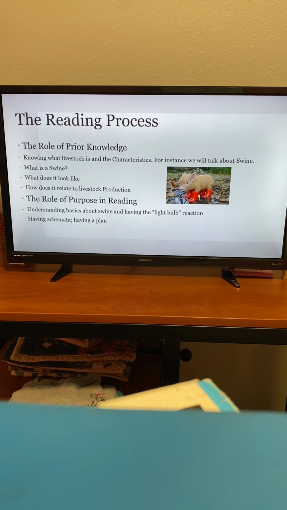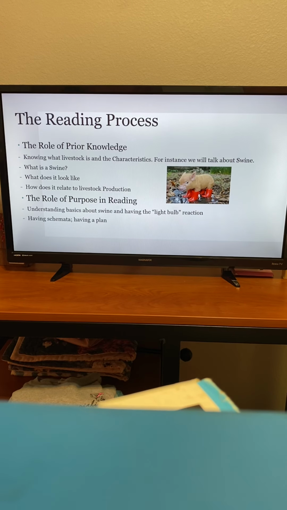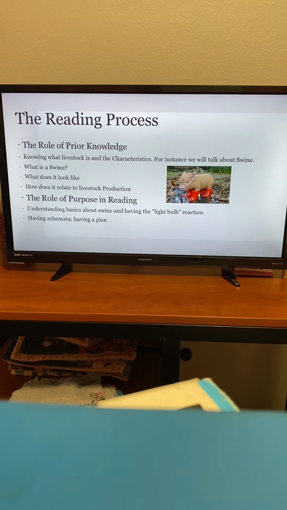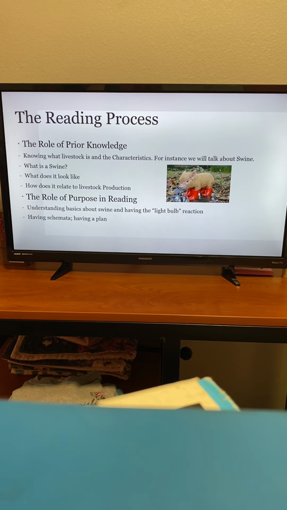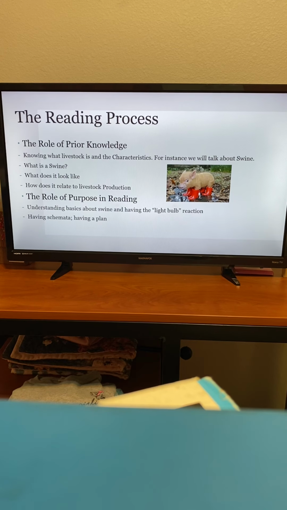So moving on, that gets into the role of purpose in reading. When doing a research product on swine, it is important to have a plan of action. What kind of material do you want to read? How is a website with facts going to be different than a journal about an author who did a study on pigs? When talking about purpose of reading as a teacher, we want the light bulb effect because we want to know that students have started to understand what they are reading.